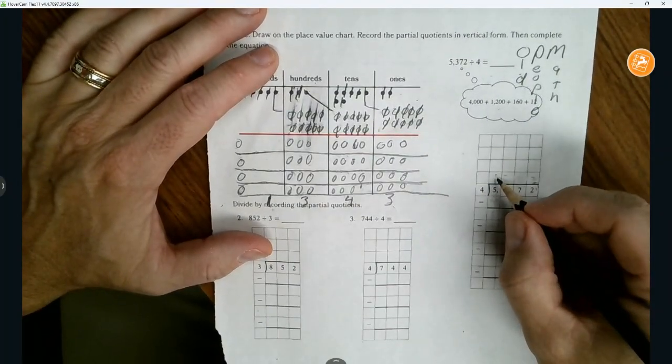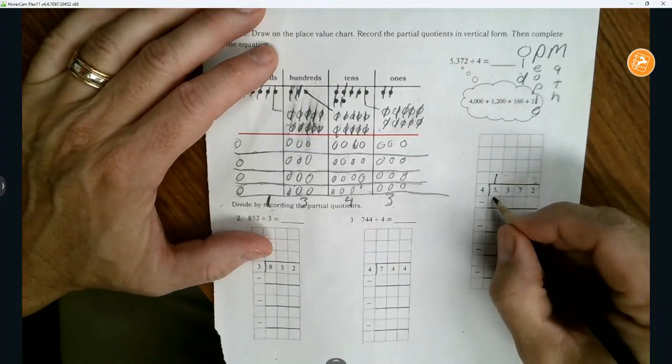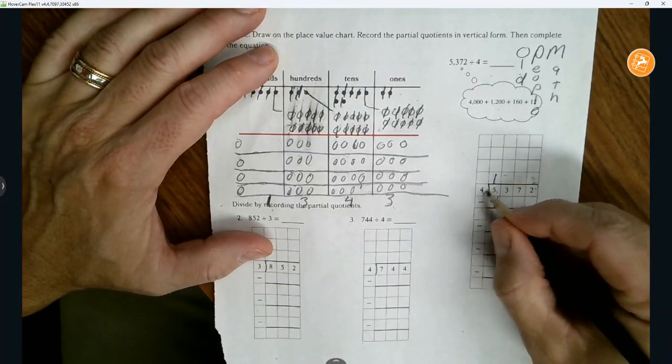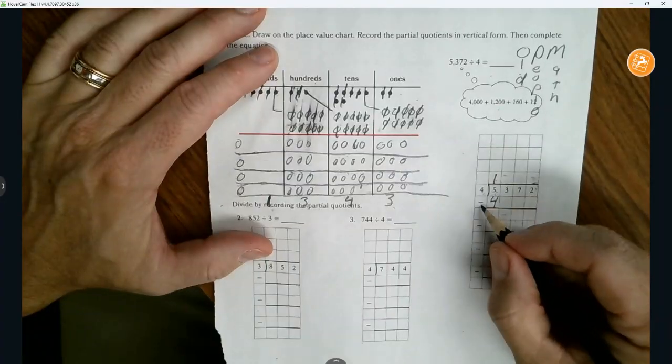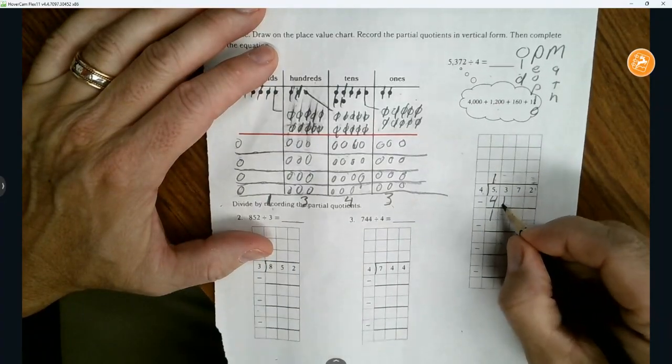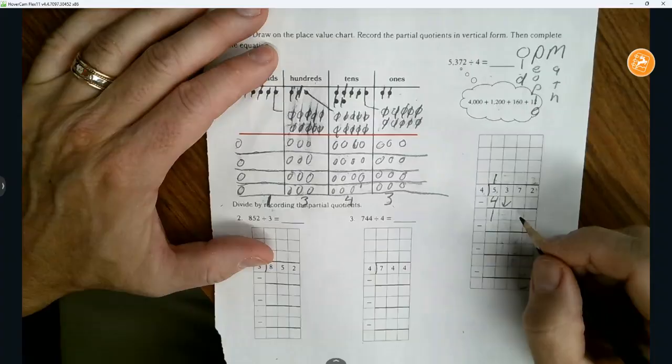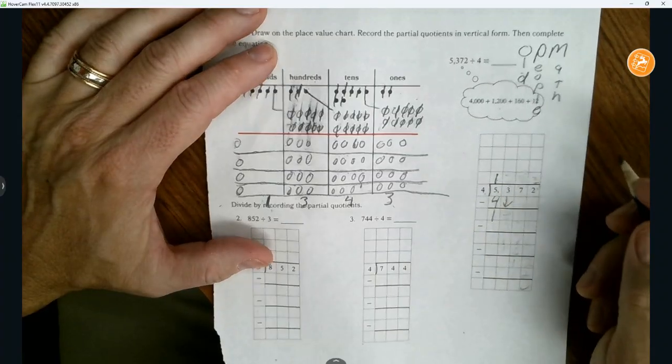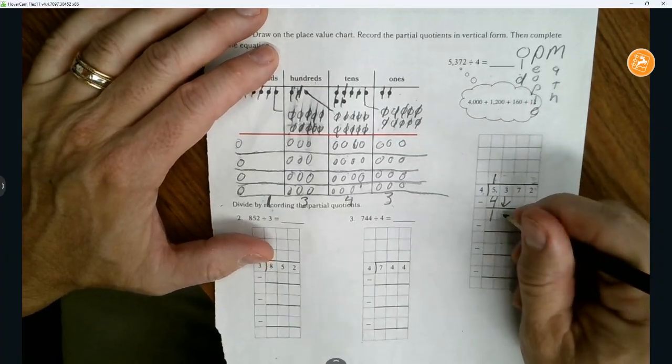4 can fit into 5. Right, 1 time. So we put the 4 times 1 is 4. 5 minus 4 is 1. Now we bring this 3 down. We're just going 1 spot at a time unless we have extra. So we bring this 3 down.